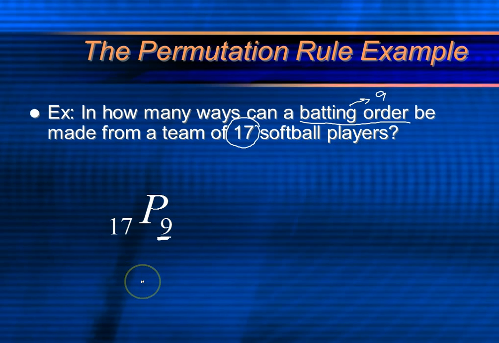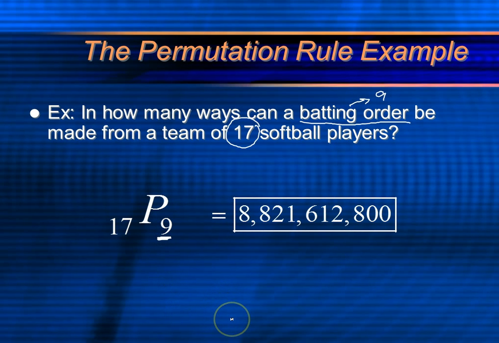So 17, pick 9. And those of you who wonder why baseball and softball coaches have a hard time picking batting orders, there's 17 kids. There are 8.8 billion different ways to pick that batting order. Okay, that coach has a lot of possibilities.